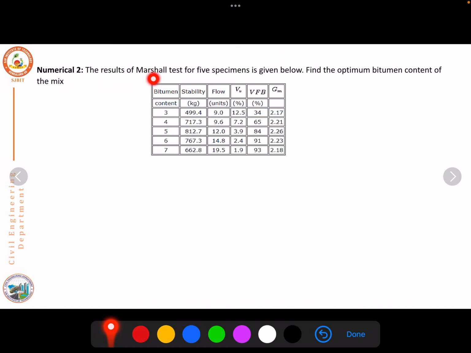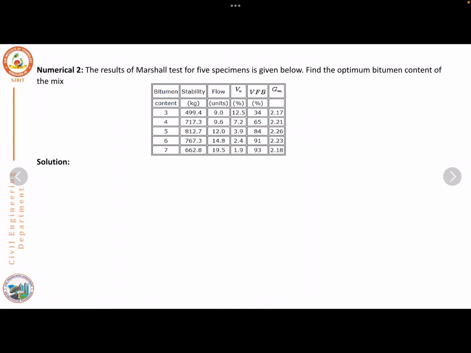The Marshall test results were tabulated in the table below. It is required for us to determine the optimum binder content of the mix. So for various binder contents, bituminous mix specimens were prepared and tested using the Marshall method. The corresponding stability and flow values are determined, and also the VV, VFB and GM, the bulk specific gravity of the mix, everything is determined and tabulated here.